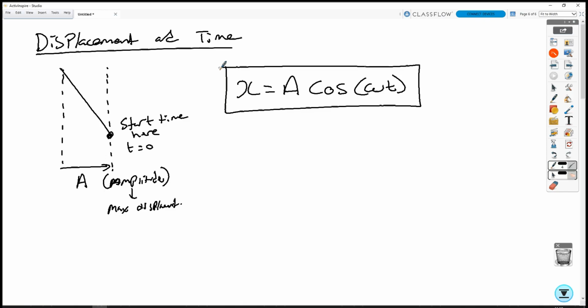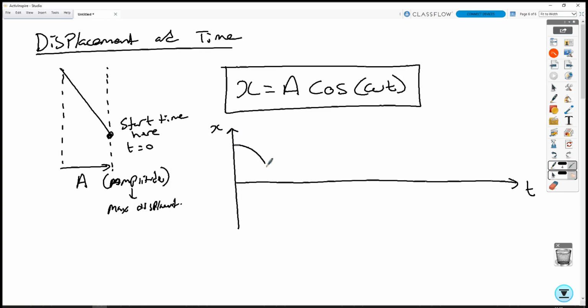So now what I want to do is I want to graph this. So we put t on the x-axis. We put its displacement on the y-axis. We're going to draw a cosine graph. And this value here is the amplitude. And this value here is the negative amplitude.